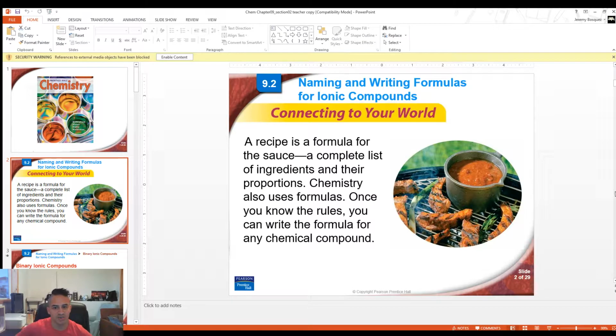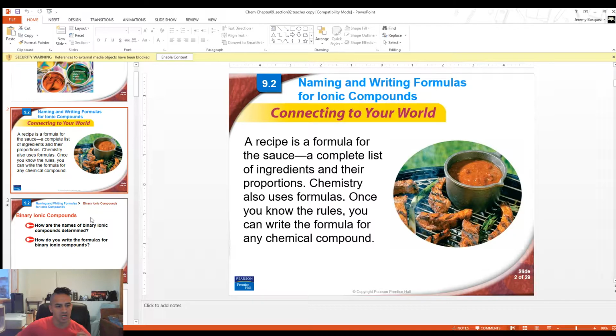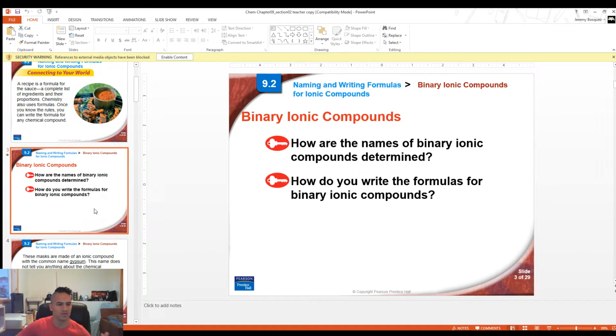Alright, so in this section we're going to be learning about naming and writing formulas for ionic compounds. This is a little bit of review. We did learn this in Chapter 7, but in this section in particular we're going to be learning how we use transition metals as well as how we use polyatomic ions. When we get to those parts I'll probably slow down a bit more because the beginning stuff is sort of stuff we've already done.